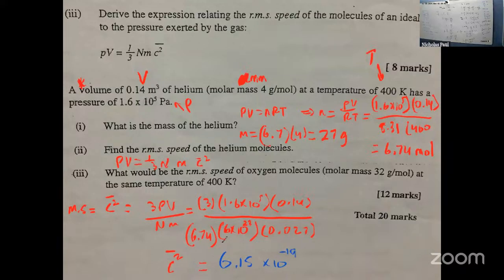Right, but remember, what is this here? This is mean square, right? So to get the root mean square, we have to square root all of this. Okay, that'll be the root mean square. 7.84 by 10 to the minus 10.